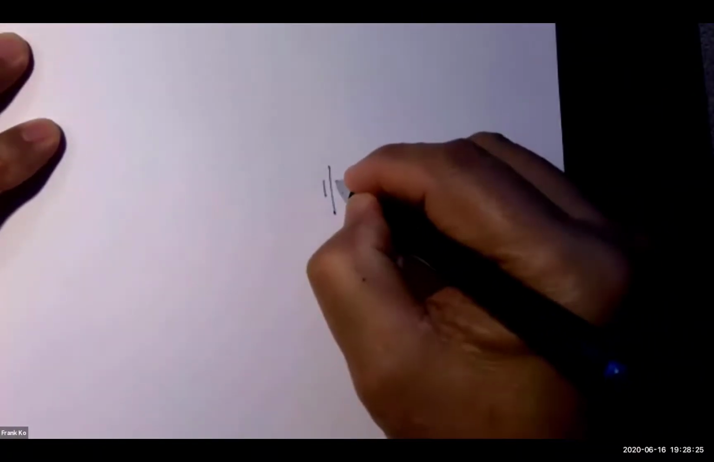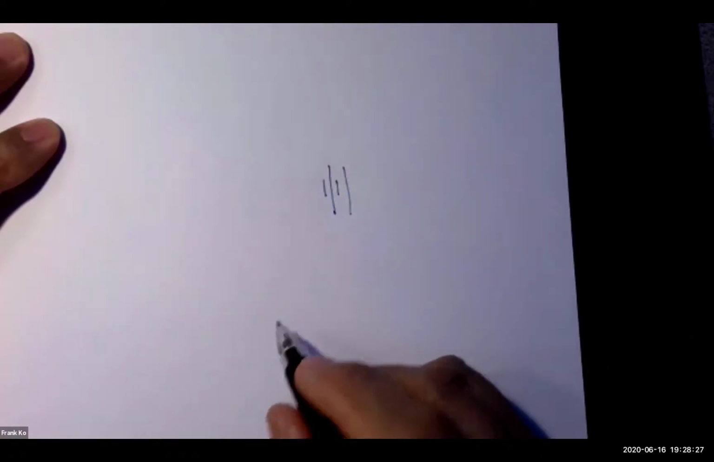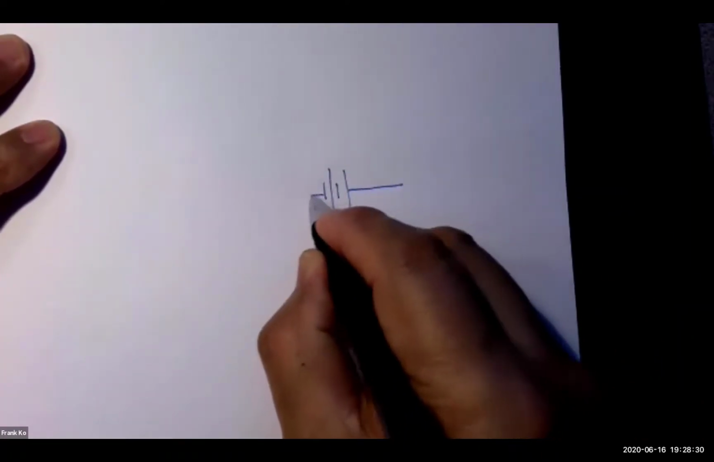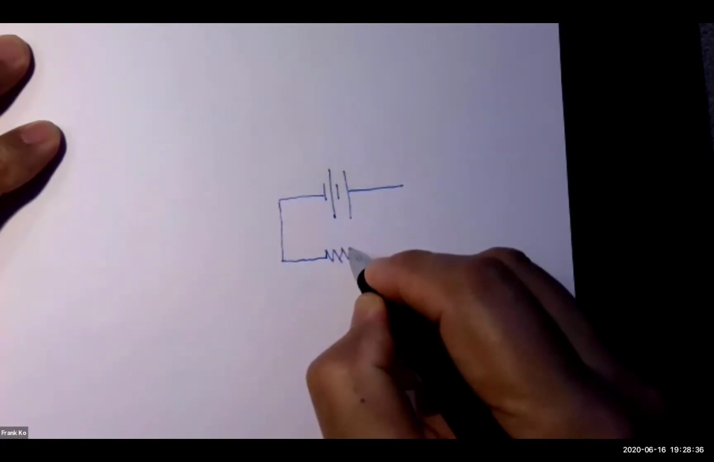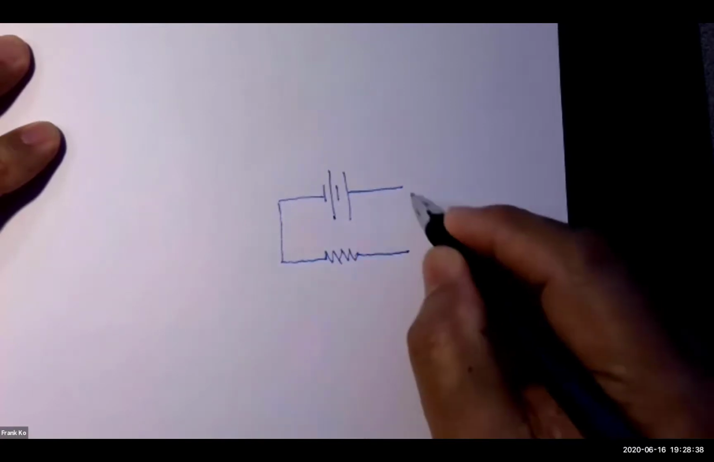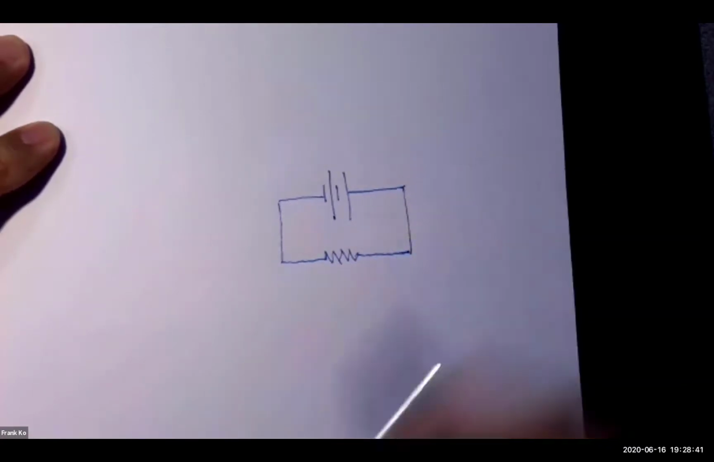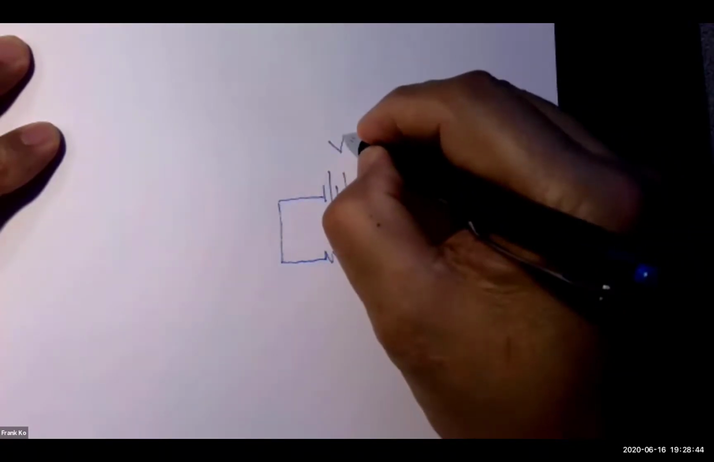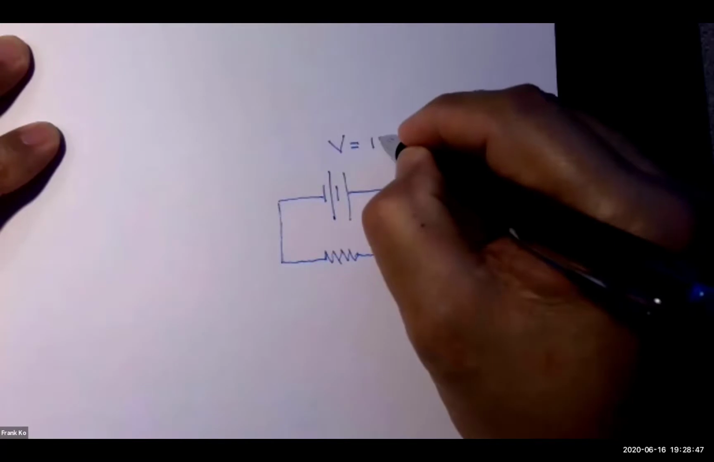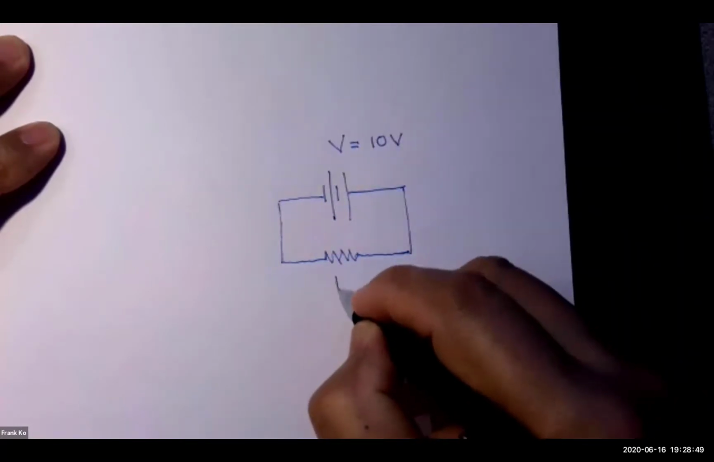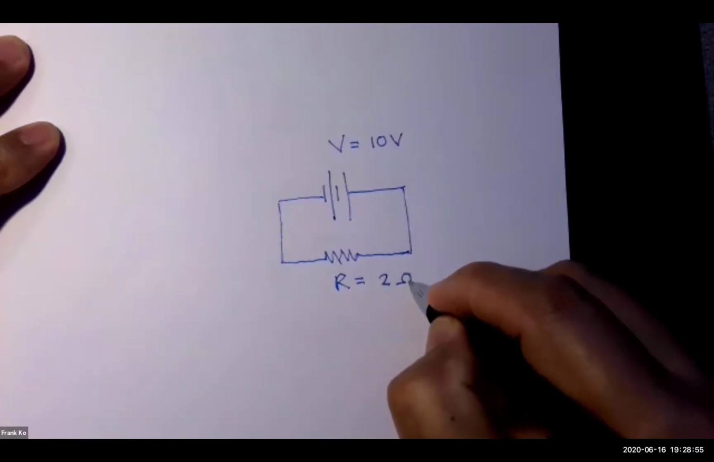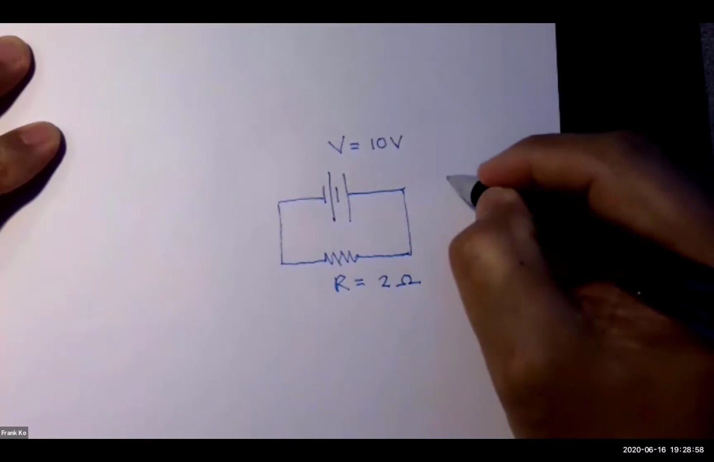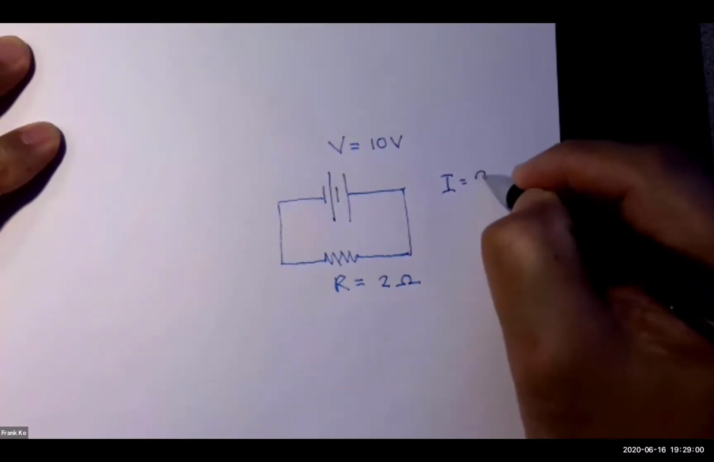I will go ahead and draw a schematic. I have illustrated a DC voltage source. And I will come down and bring in a component. This is called a resistor. And I will complete this. So my V is going to be, let's say, 10 volts. My R is going to be 2 ohms. And I am looking for this thing called I.